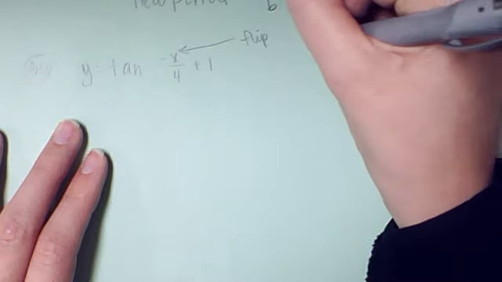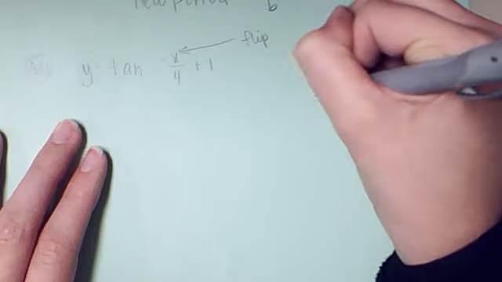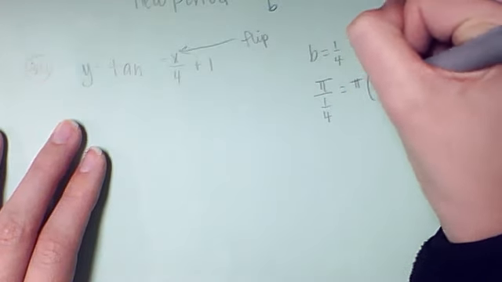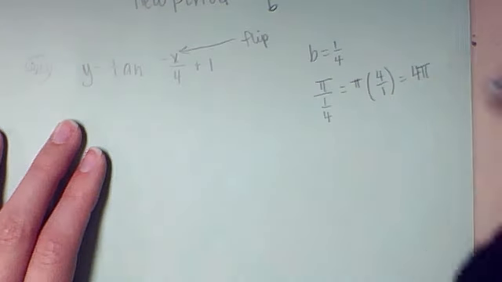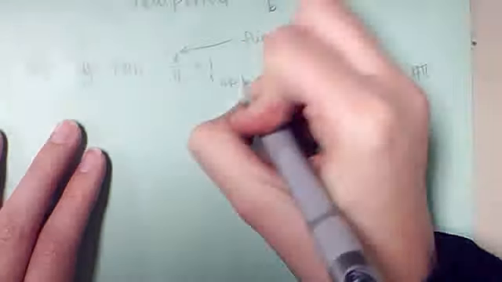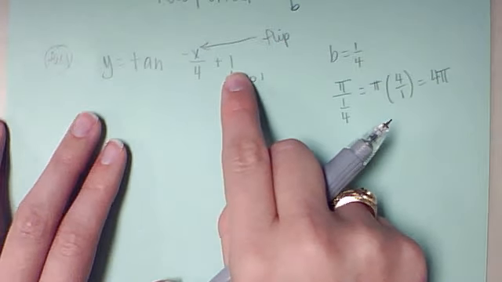The 4 is like multiplying by 1/4, so b is 1/4. So our new period is pi over 1/4, which would be like doing pi times 4 over 1, or 4 pi. That's my new period. And this plus 1 tells me that I'm moving up 1. Now, the reason I know it's not moving left 1 is because it's not inside a parenthesis group.